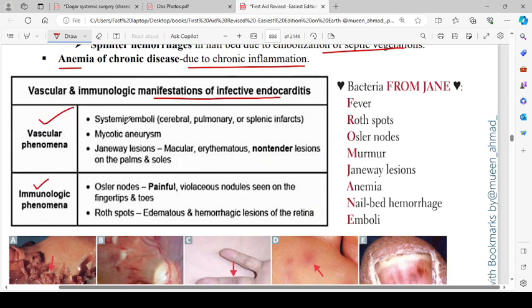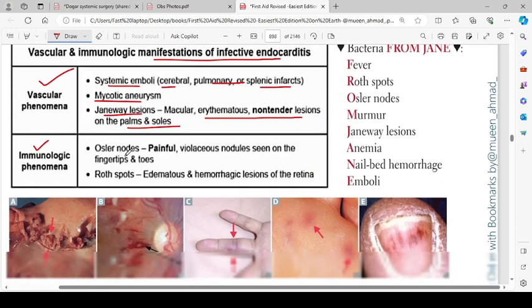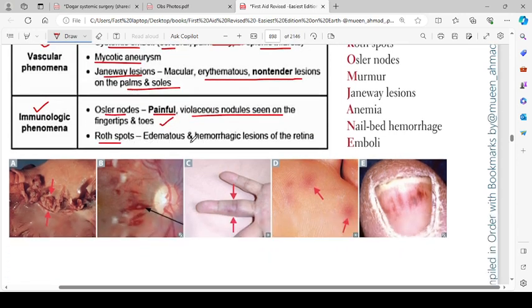So vascular phenomena: systemic emboli, cerebral, pulmonary or splenic infarcts, mycotic aneurysms, JNV lesions, that is macular erythematous non-tender lesions on the palms and soles. Immunologic phenomena: Osler nodes are painful, violaceous nodules seen on the fingertips and toes, and Roth spots are erythematous and hemorrhagic lesions of the retina.